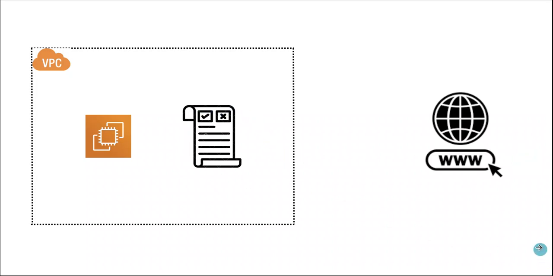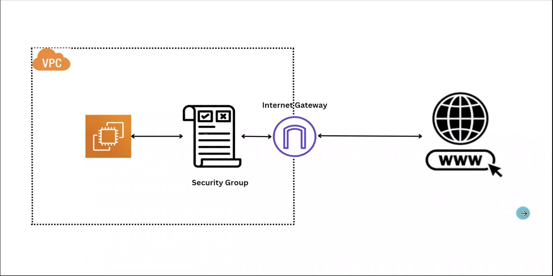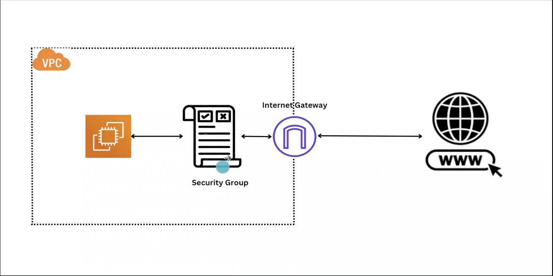So this set of rules which you define is called a security group. In a nutshell, the rules that you define in the security group will define what traffic can go in and out of this EC2 instance to the internet traffic through the internet gateway. So this set of rules is called a security group.